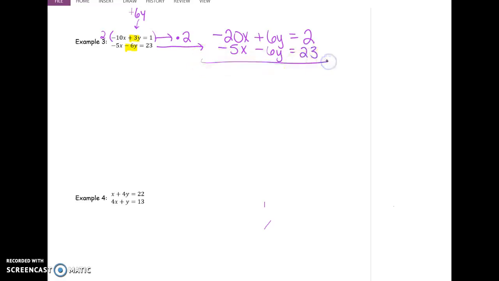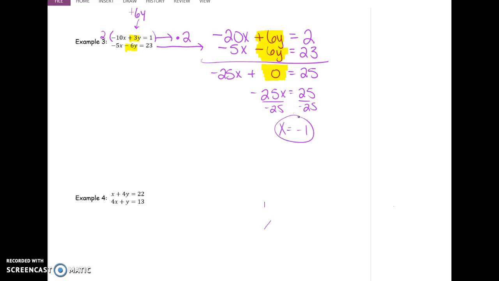Okay? Now this problem is exactly like example 1 and 2. You've got positive 6y and negative 6y, which will eliminate and give you 0. Add the other things together vertically and then solve the equation. Why don't you finish this one on your own and then go through it with Miss Clary in a few minutes. Negative 20x minus 5x is negative 25x. 2 plus 23 is 25. So we have negative 25x equals 25. So x equals negative 1.